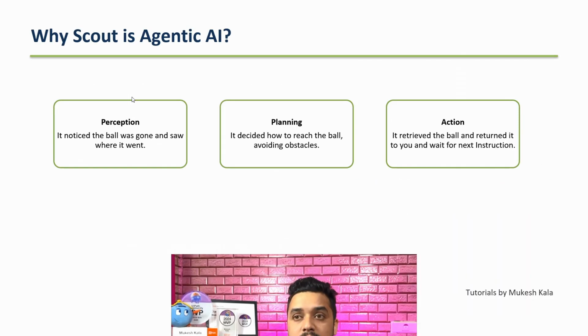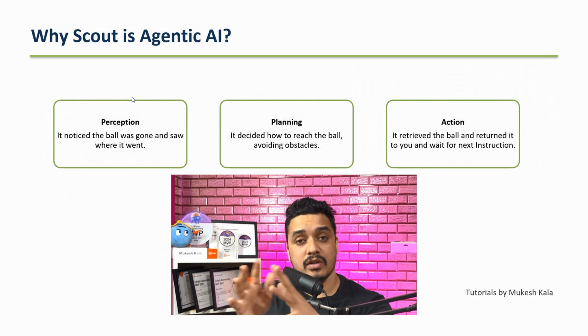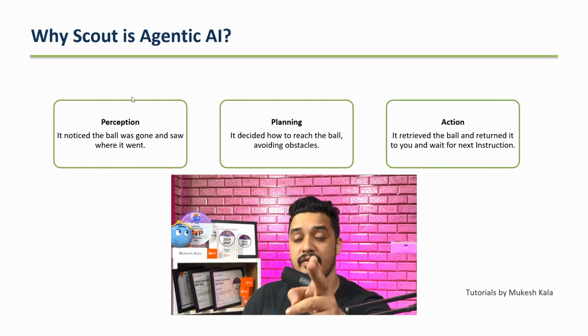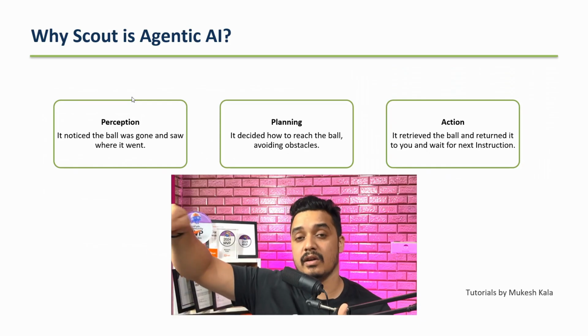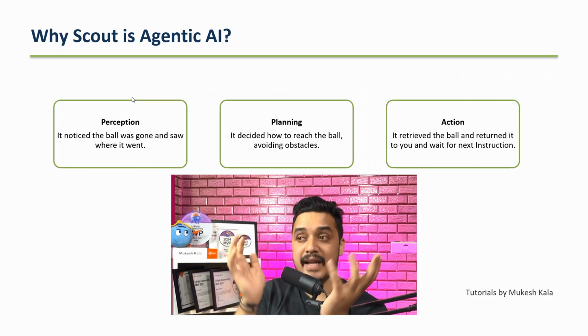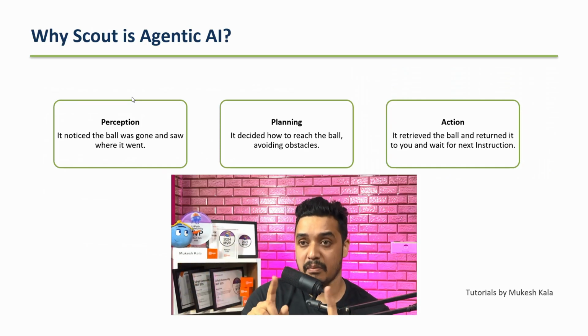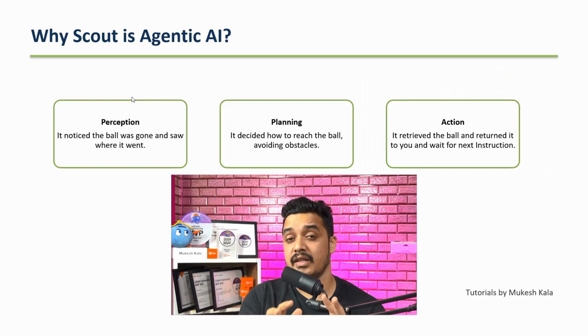Okay. So now why is Scout an agentic AI? Because it has the perception, it has the planning and it has the actions, right? It noticed that the ball was gone and then it saw where it went. So it has the perception, it planned that okay, if I have to get the ball, it decided how to reach the ball, by avoiding the obstacle, by running different automation, by logging into different applications. All of that is planning. And the third one is action, the important one. It retrieved the ball and returned to you, waiting for your next instruction. That is why Scout is an example of agentic AI.